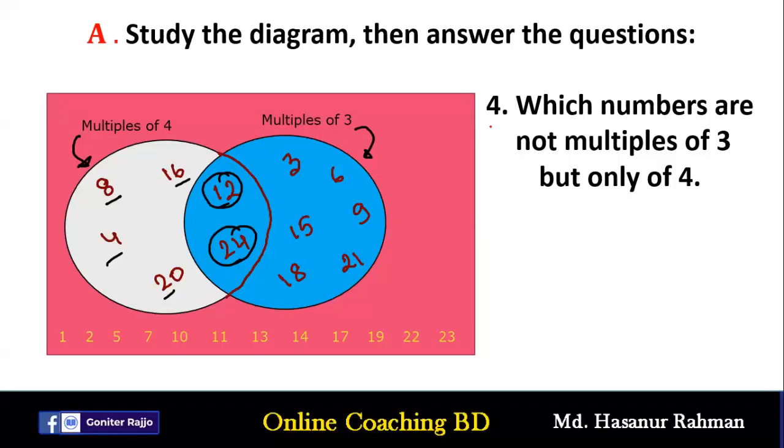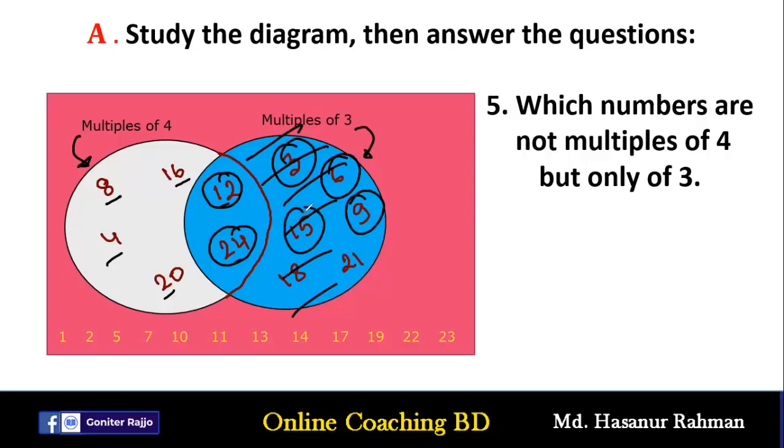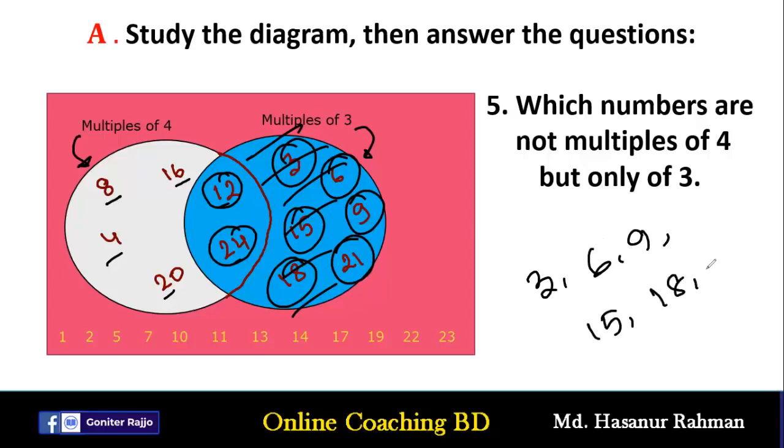Now, number 5 says, which numbers are not multiples of 4 but only of 3? So we can say these numbers are multiples of 4, and we can just remove 12 and 24. Then only this part will be the multiples of 3 but not of 4. So we can take only 3, 6, 9, 15, 18, and 21. So the answer will be 3, 6, 9, 15, 18, and 21, and that is the solution of number 5.